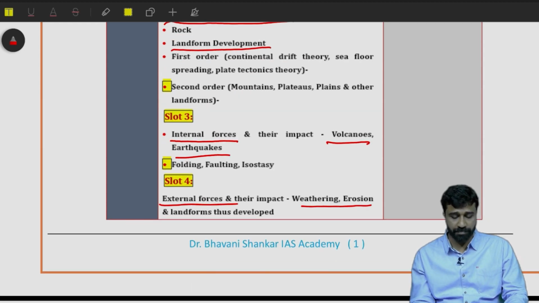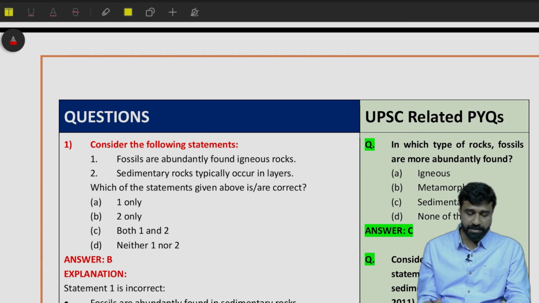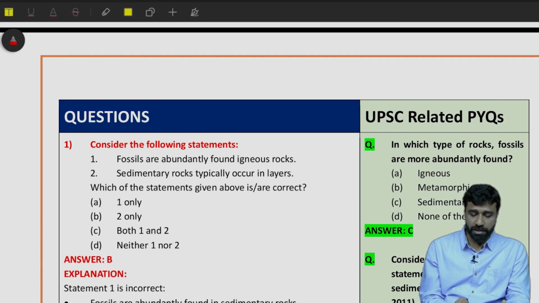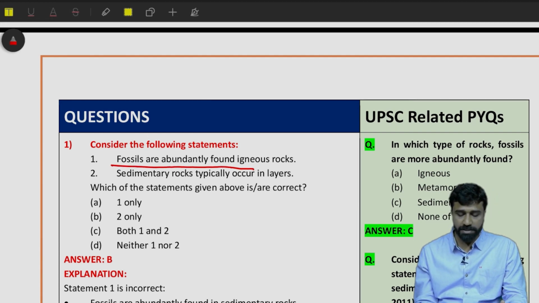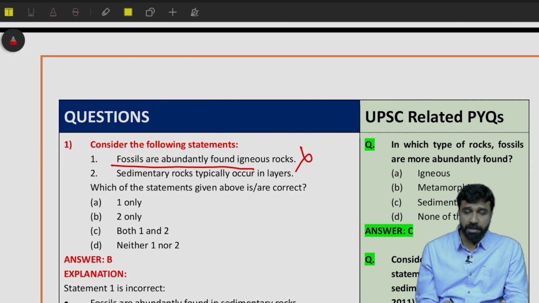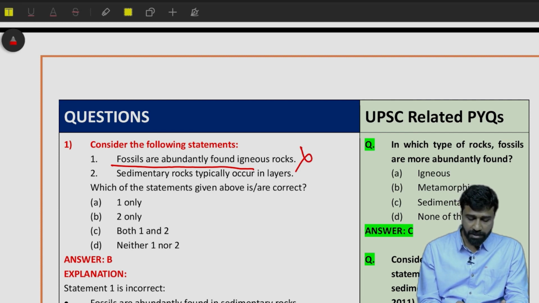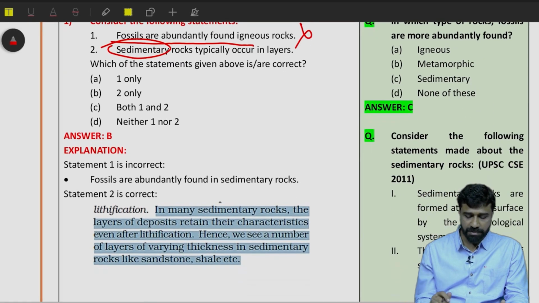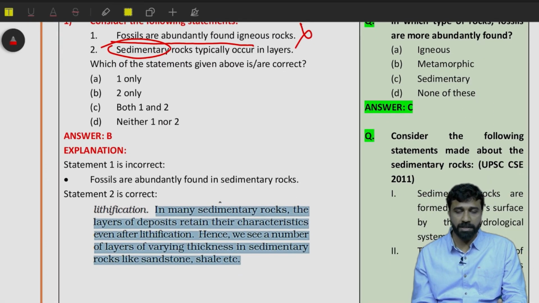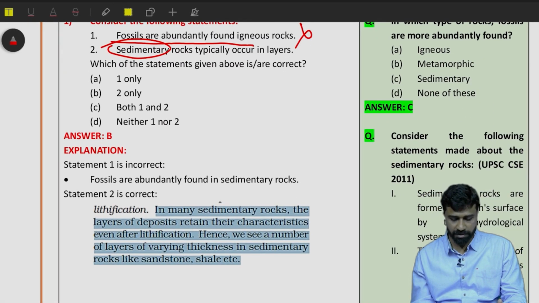and erosion process. Coming to the first question, consider the following statements. Fossils are abundantly found in igneous rocks. This is a wrong statement because most of the fossils are found in sedimentary rocks. Due to their characteristic features, you find different types of metals and minerals formation out of these rock systems.